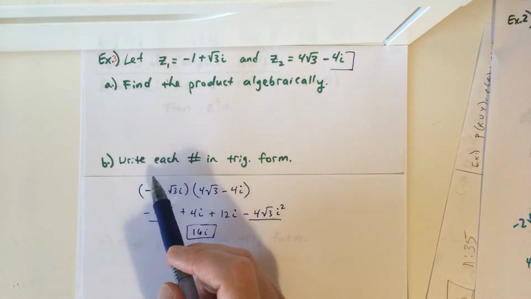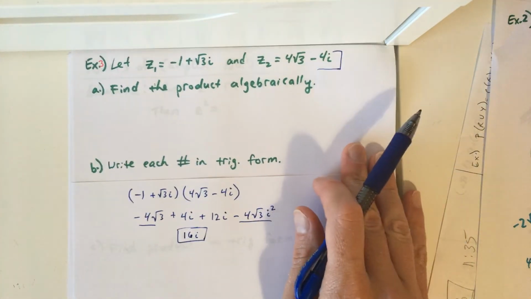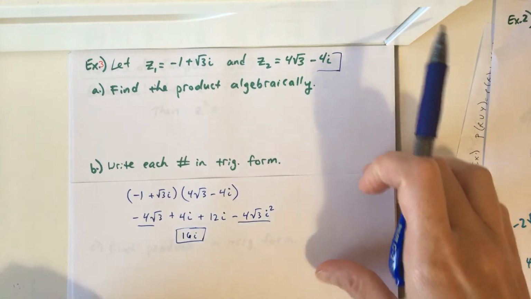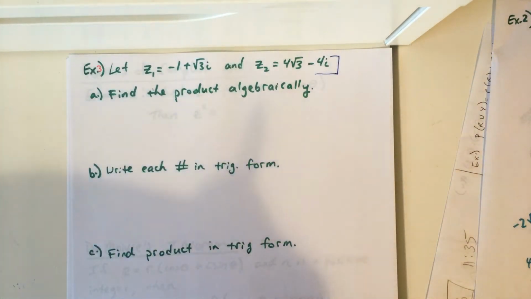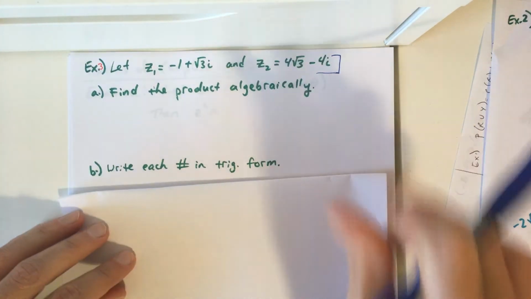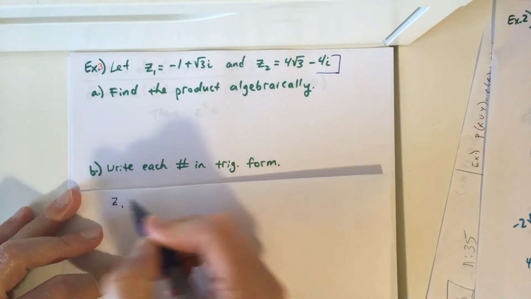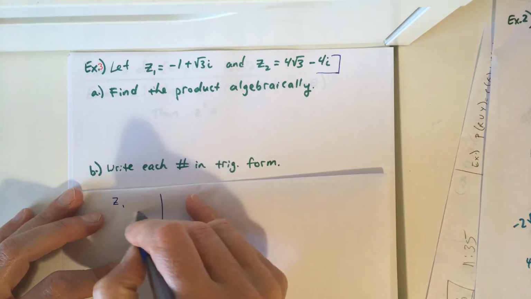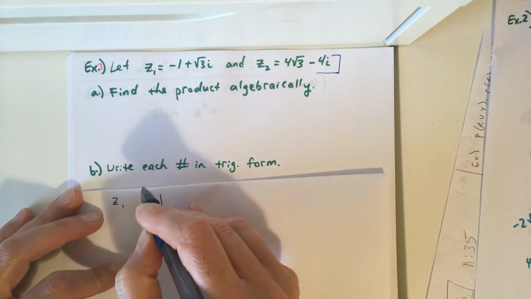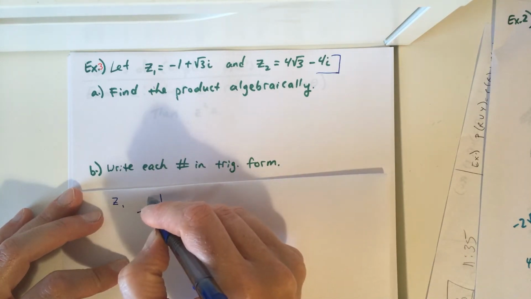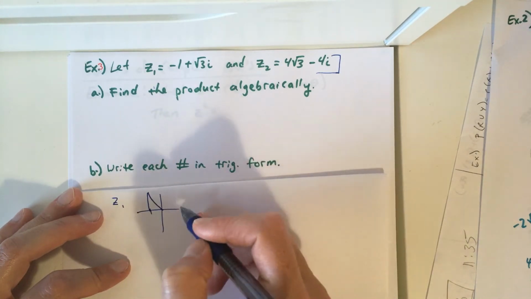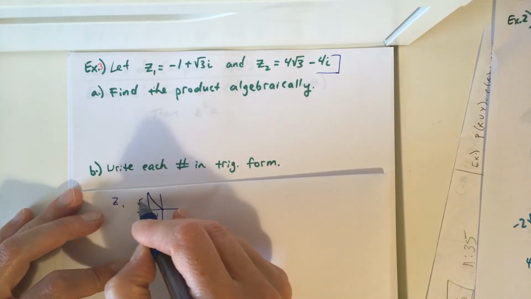The next part asks us to write each number in trig form. All right, well, we want to write each number in trig form. So let's take z1 and think about graphing it. We've got -1 plus root 3i. So we can think about constructing a triangle, and this would be -1, and this is root 3.